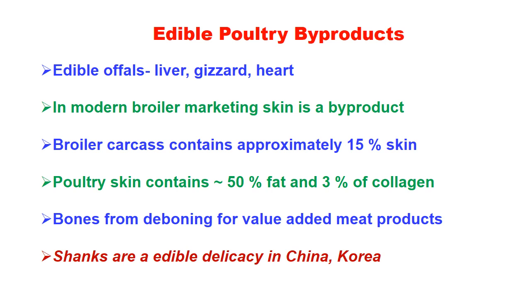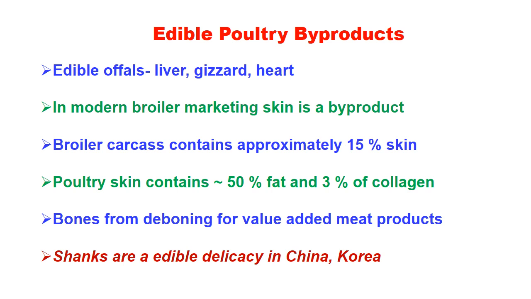Now first let us have a brief detail about the edible poultry byproducts. Firstly, they are the edible offals like liver, gizzard and heart after proper cleaning. Sometimes we call them giblet, and all these three together can make about 5% of the dressed carcass.